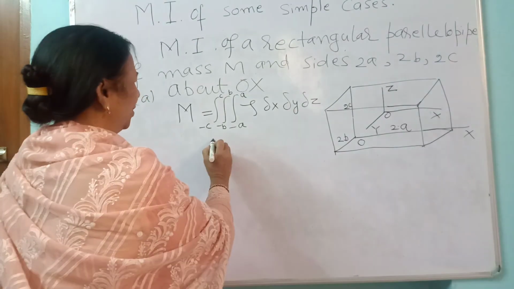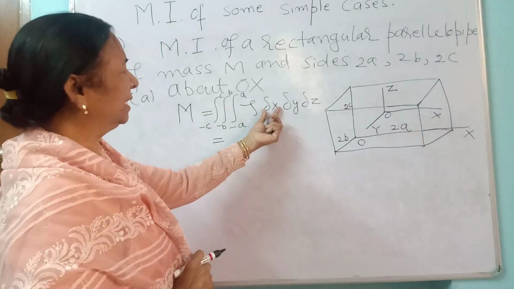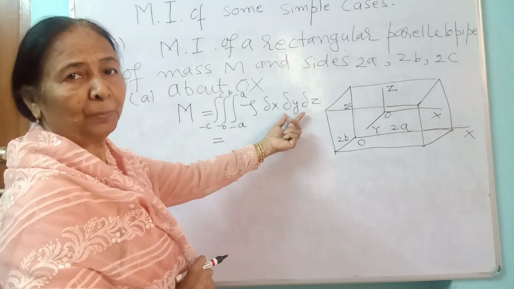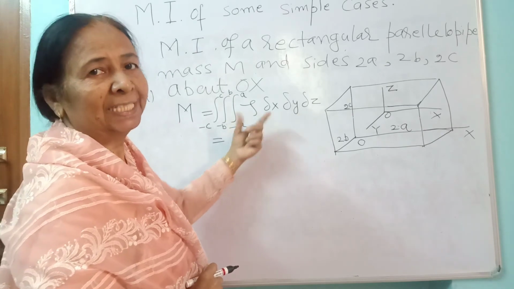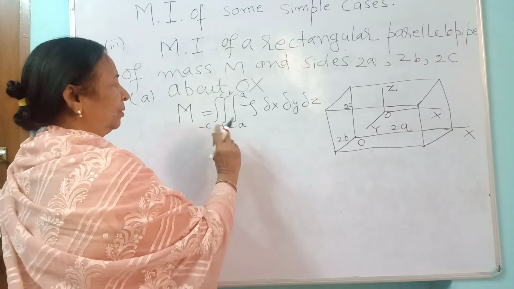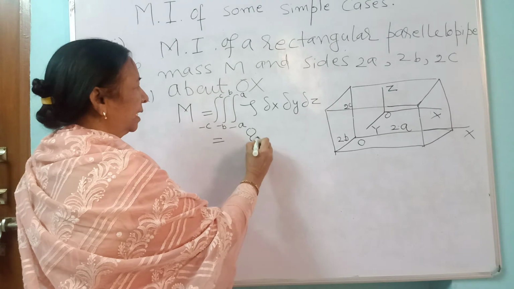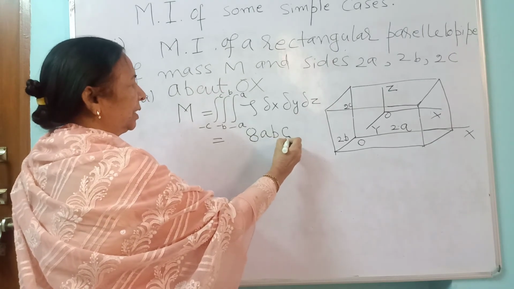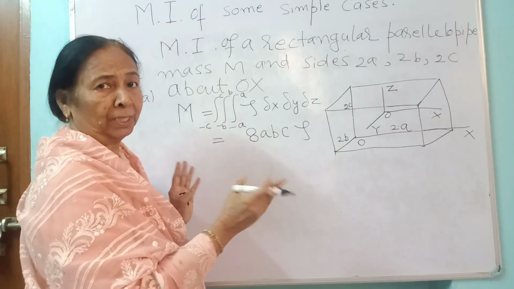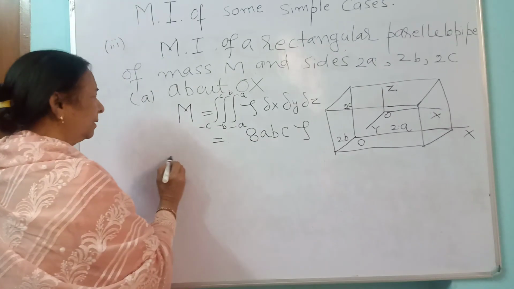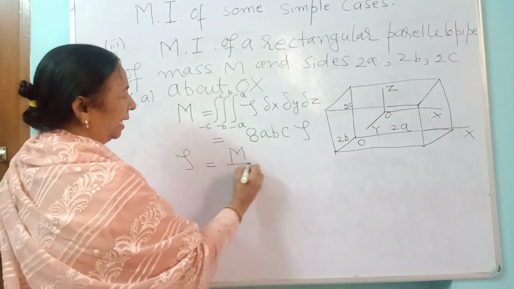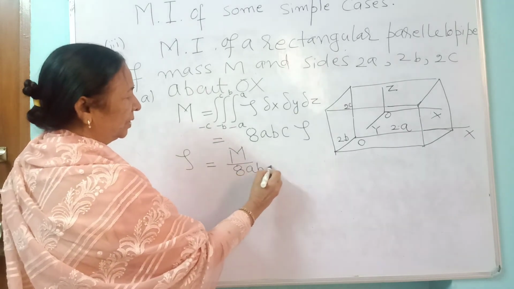So x varies from minus a to a, so you will get 2a, y varies from minus b to b, you will get 2b, z varies from minus c to c, so you will get 2c. So what will happen? 2, 4, 8. 8ABC rho. I have done it orally, but you can do it. Now, this implies that the density rho is M divided by 8ABC.